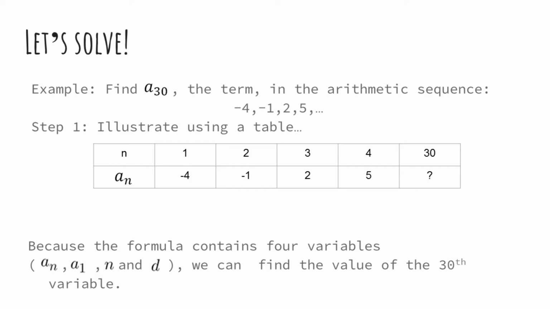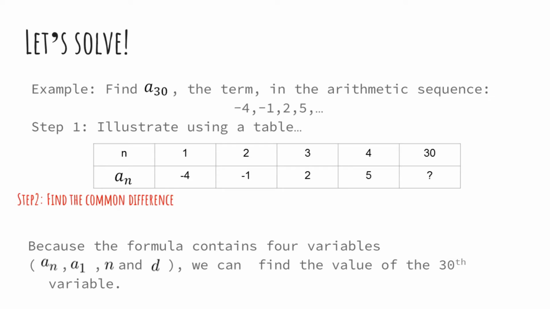For the second term, which is 2, or a sub 2, we have negative 1. Our a sub 3 is 2. A sub 4 is 5. And we are looking for the a sub 30, or the 30th term of this number sequence. Now, if we want to determine the 30th term, we have to ensure that we have the values for a sub n, a sub 1, and d. So in order to find that, we have to find first the common difference, which is d.